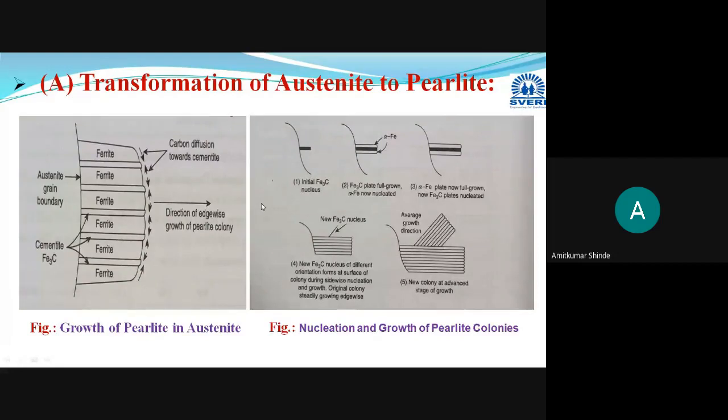Please draw the diagram and put that in the chat box after completing it. And if you have any query related to this transformation process, you can put that also in the chat box. Please draw the diagrams and the steps involved in the nucleation and growth of the pearlite, or the transformation of austenite into the pearlite. Okay, I will wait for 1 minute here. Please complete the diagram. Two separate diagrams, and in the second diagram, you have to mention different phases. You can give numbering for those phases.